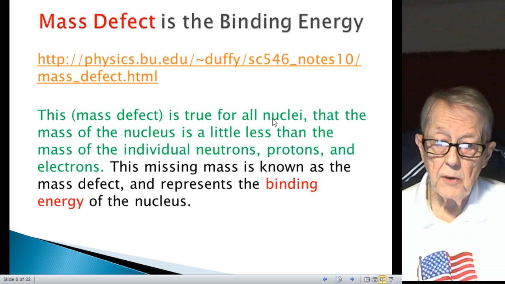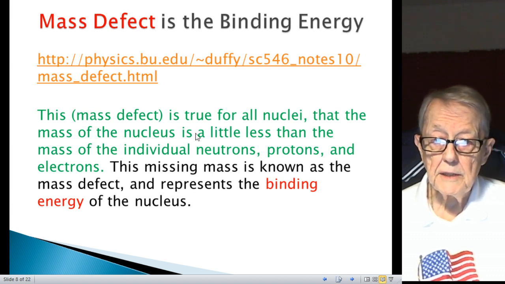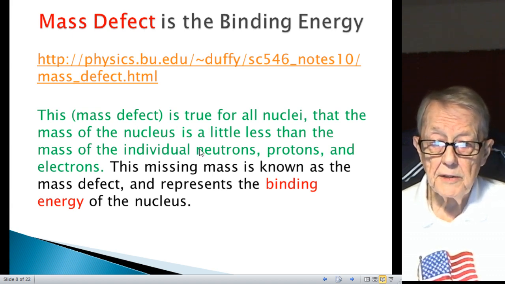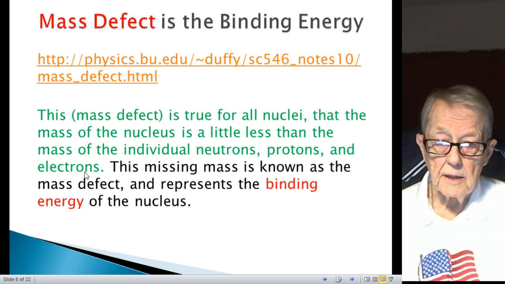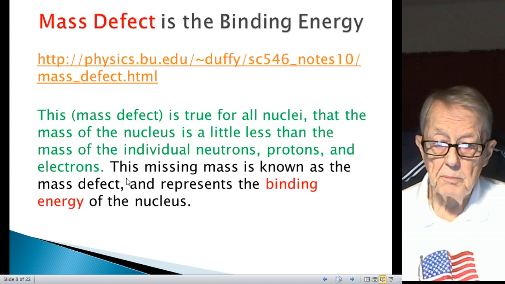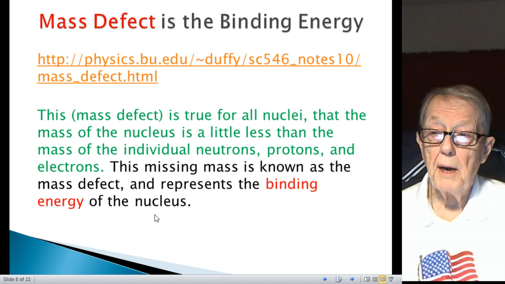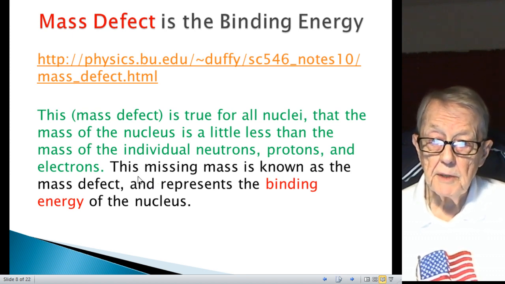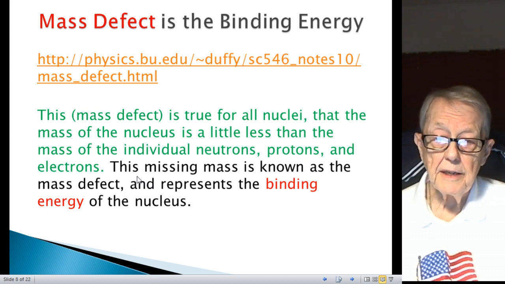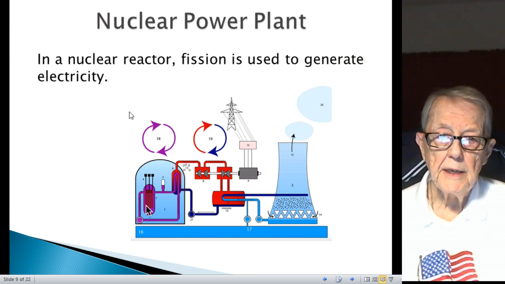Here they're talking about only nuclei, but you can also say it about the atom nuclei, that the mass of the nucleus is a little less than the mass of the individual neutrons, protons, and electrons. This is the mass defect. This missing mass is known as the mass defect and represents the binding energy of the nucleus. So this difference, they're claiming it's a binding energy.